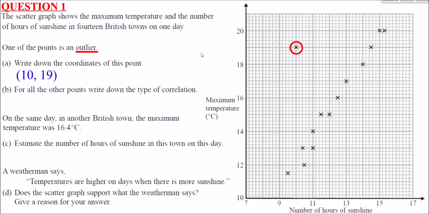For all the other points, write down the type of correlation. Now, what your teacher should have probably told you, almost as a knee-jerk reaction, scatter graph, be thinking line of best fit. So now what I'm going to do, I'm going to draw one on for the other points, not including this outlier. The outlier is essentially ignored. The line of best fit looks something like this. First of all, line of best fit essentially does mean correlation. So with a line of best fit, we think about correlation. And here's a line of best fit like I promised you.